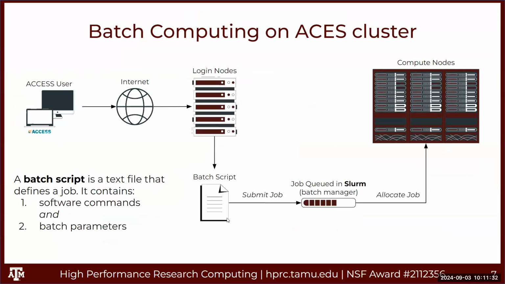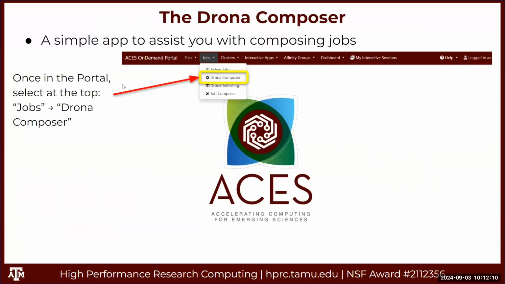And that's where the batch scripts come in. So the batch script is a text file that defines a job. It contains software commands and batch parameters. So when you submit a batch script, you will submit a job, and the job will be queued by the Slurm, which is our batch manager, and it will allocate the job into one of the compute nodes.